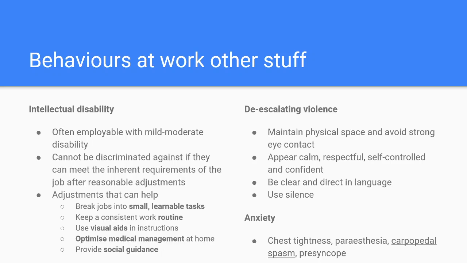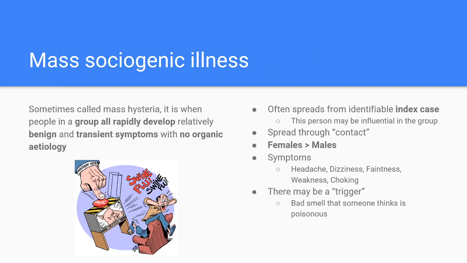And the last thing is anxiety. So anxiety is characterized by chest tightness, paresthesia, carpopedal spasm. Do you guys know Trousseau's sign for hypocalcemia? That's basically carpopedal spasm, and they'll also have presyncope as well.